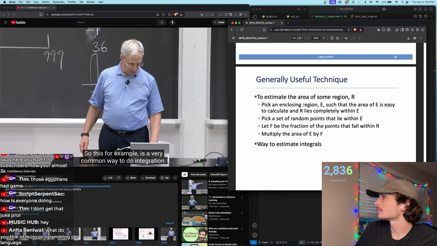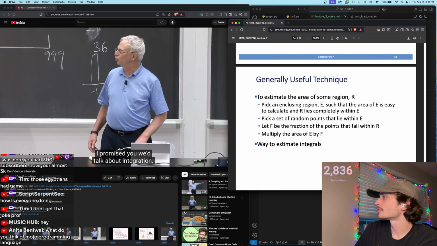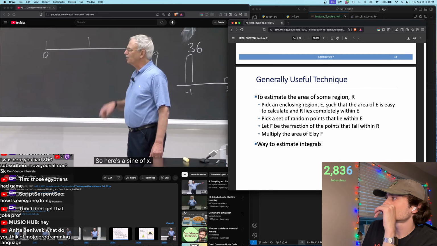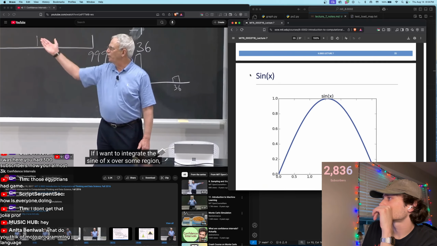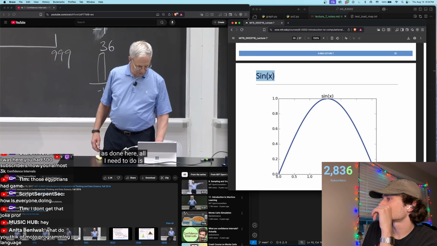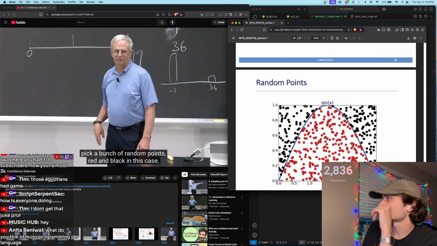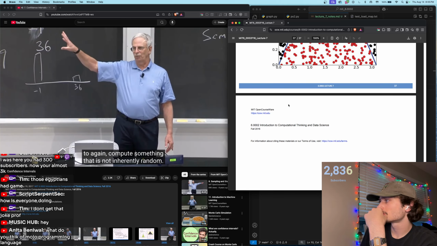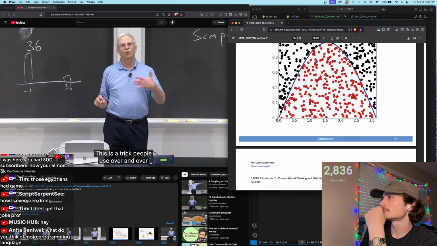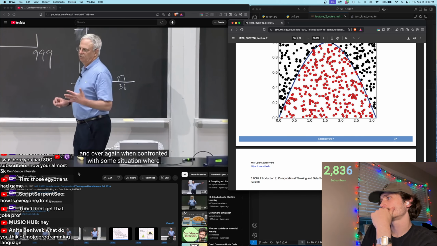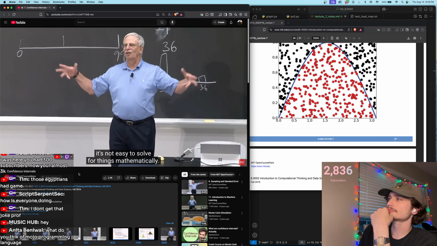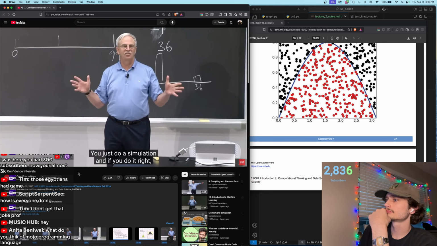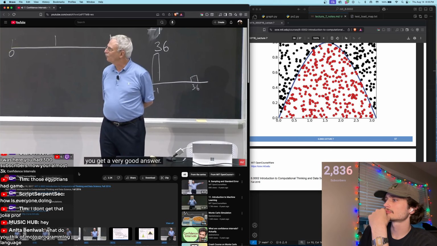So this, for example, is a very common way to do integration. I promised you we'd talk about integration. So here's a sine of x. If I want to integrate the sine of x over some region, as done here, all I need to do is pick a bunch of random points, red and black in this case, and look at the ratio of one to the other. So showing how we can use randomness to, again, compute something that is not inherently random. This is a trick people use over and over and over again when confronted with some situation where it's not easy to solve for things mathematically. You just do a simulation, and if you do it right, you get a very good answer.